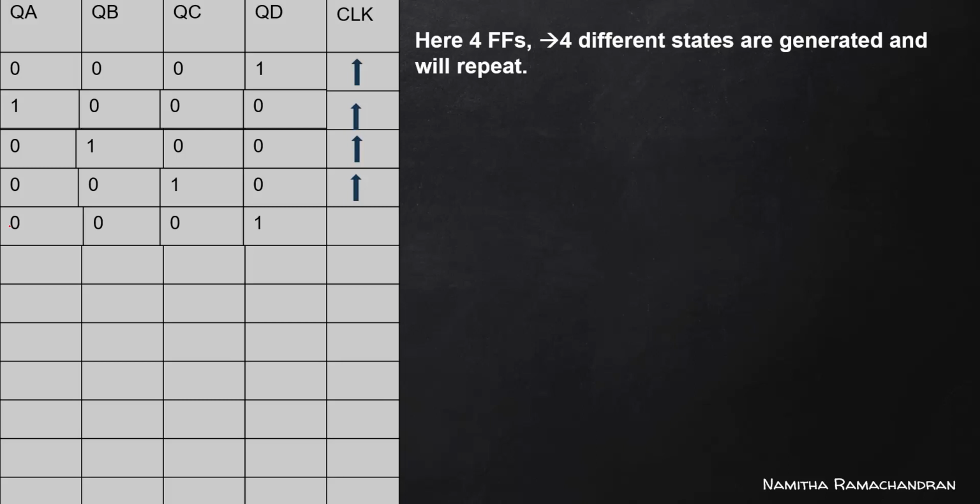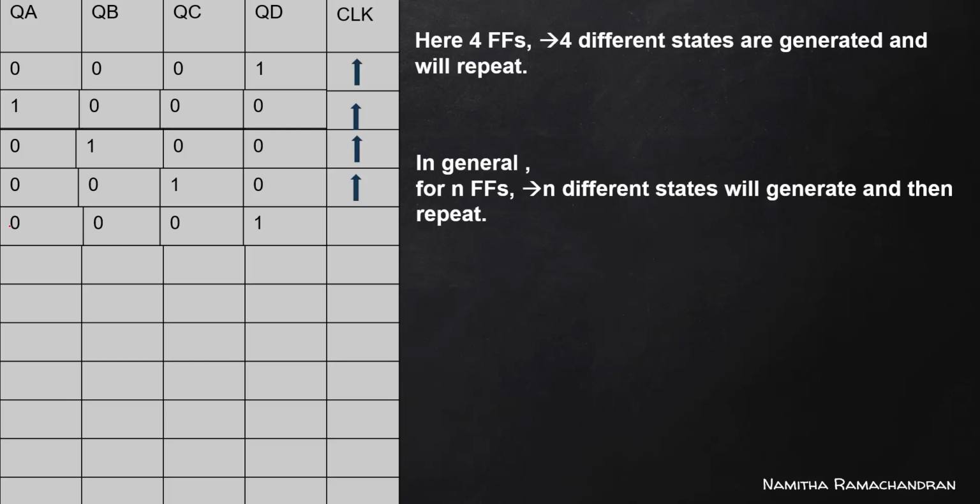We can generalize this: for an n flip-flop based ring counter, or an n bit ring counter, it will generate n different states, only n different states. We know that if we have n bits, how many different patterns are possible? 2 raised to n different patterns are possible. But this ring counter won't generate all those 2 to the power n patterns. Among these 2 to the power n patterns, it will generate only n different states based on our initialized value, the initialized pattern.